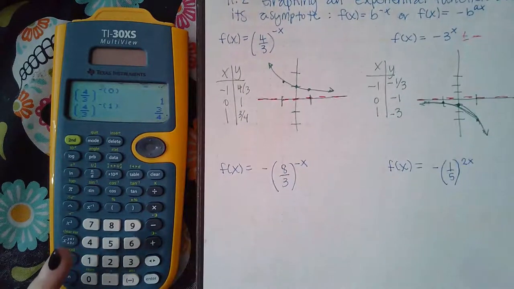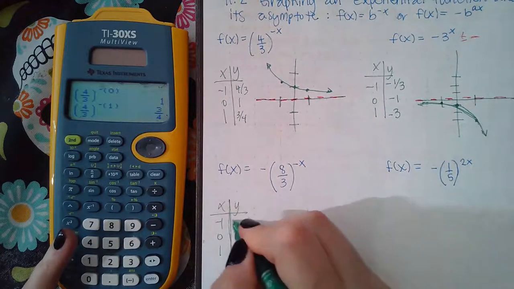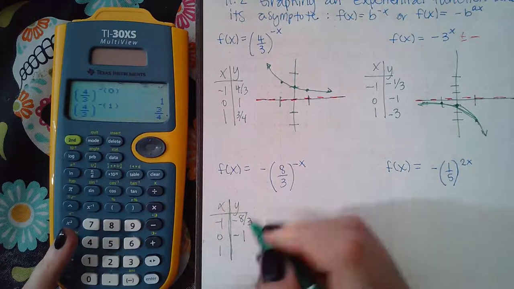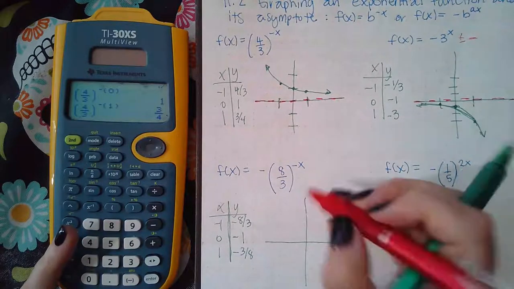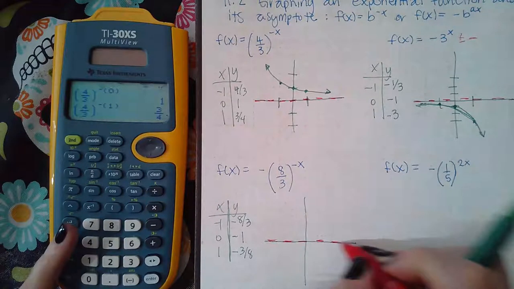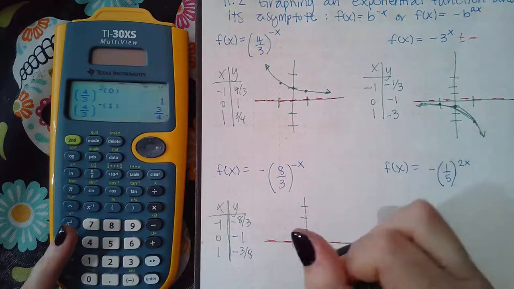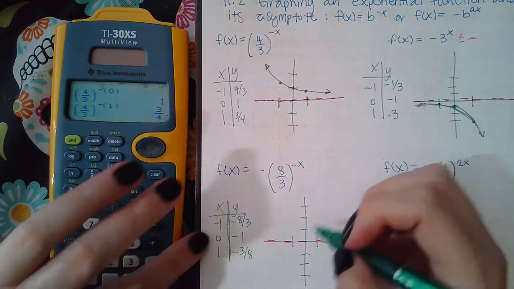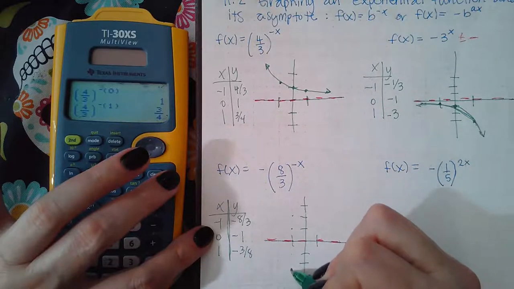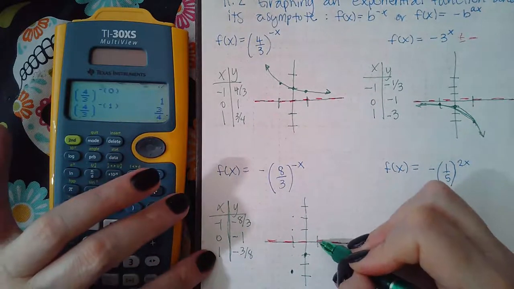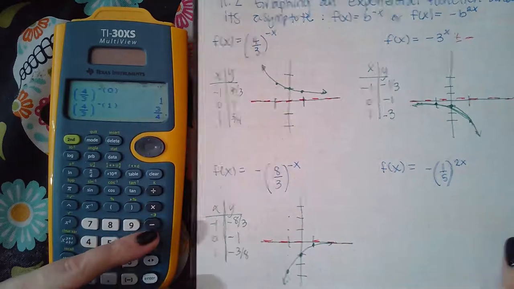Okay, now the next one. So we do our chart. And then we graph. Again, nothing being added or subtracted outside, so same spot for the asymptote. So we have negative 1 and negative 2, negative 2 and 2/3, 0 and negative 1, 1 and negative 3/8. So this one's pretty close. There we go. And then finally, the last one.